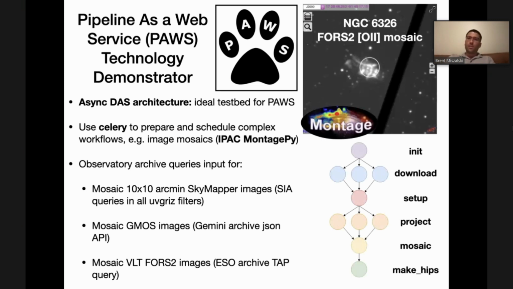We developed DAS also as a testbed for pipeline as a web service technology, which we have developed in terms of reducing AAT data with 2DF. We use Celery underneath to prepare and schedule complex workflows to produce image mosaics. And on the bottom right here, you can see one of the workflows that we have. We have an initialization stage, then we download several files at the same time, different images, and then combine those, project them separately, and then combine them. So we've been doing this for SkyMapper, Gemini, and VLT4s.